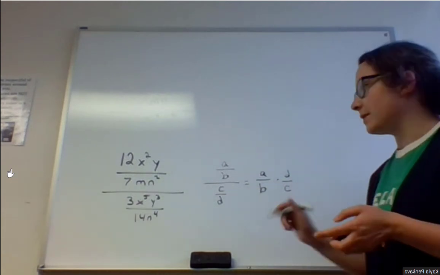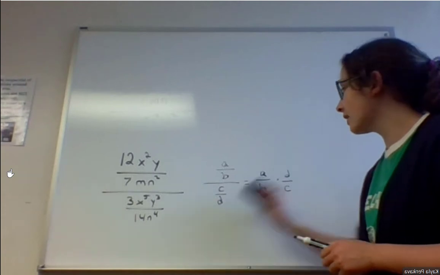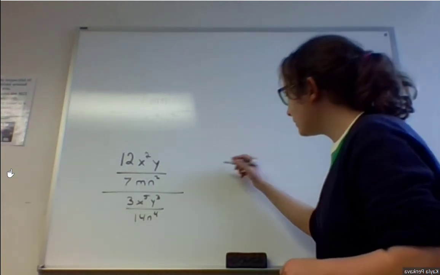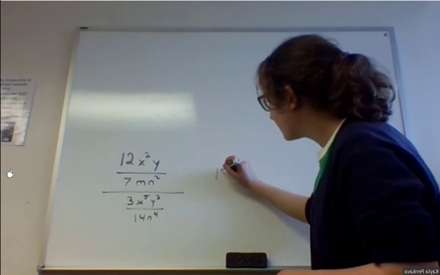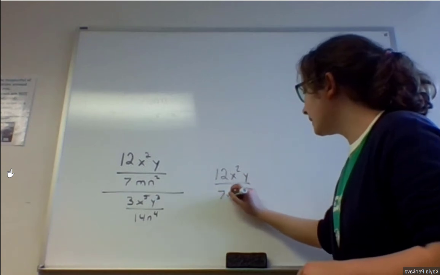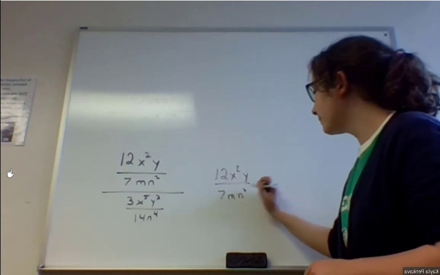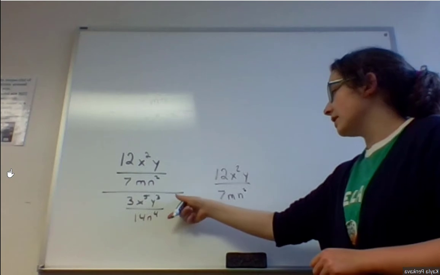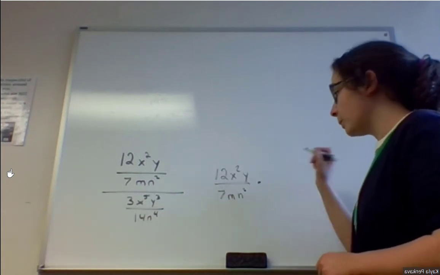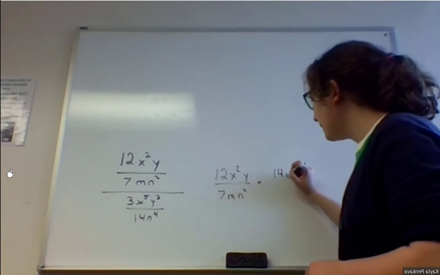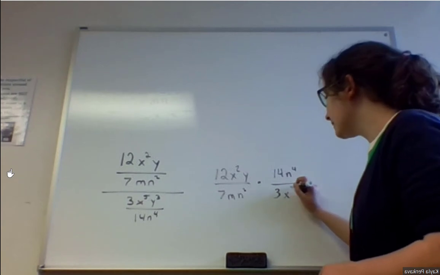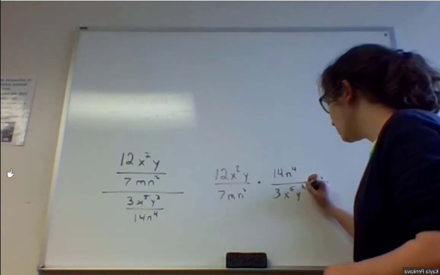So we can do the same thing with this problem here. We keep the first fraction on top the same, so 12x squared y over 7mn squared. And then we flip the top and the bottom of the second fraction and make it multiplication. So multiplying by 14n to the 4th over 3x to the 5th y cubed.